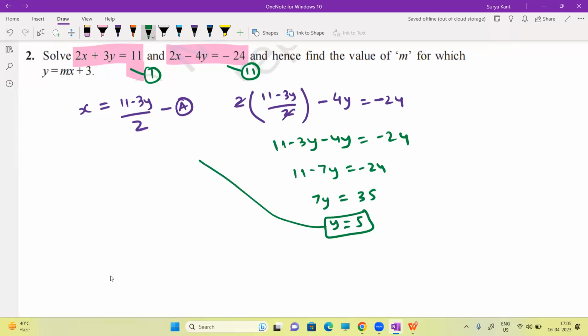And put the same y value here. This x is equal to what? (11 minus 3 into 5)/2. So minus 4 by 2, the answer is minus 2. And if you got the value of x and y, put it in y is equal to mx plus 3.